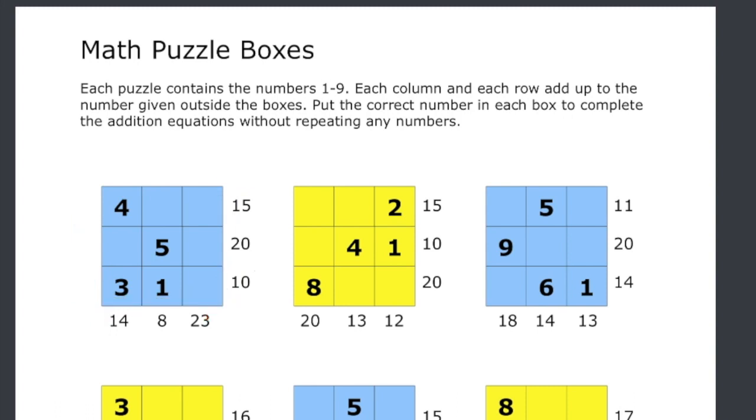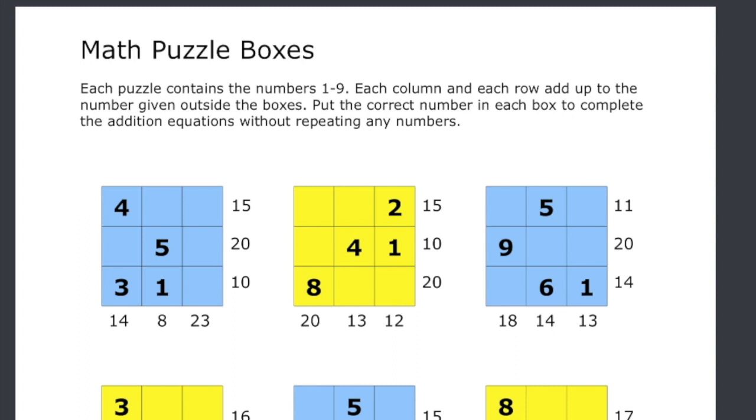Put the correct number in each box to complete the addition equations without repeating any numbers. So we're only going to use those numbers one time. Starting with the first one, when you start one of these boxes, you're going to ask, what's the easiest way to find the answer? The easiest way is to start with the row or the column that has the most numbers already filled in. For example, I have this one, this one, and this one. All the numbers are missing, so I probably don't want to start there.